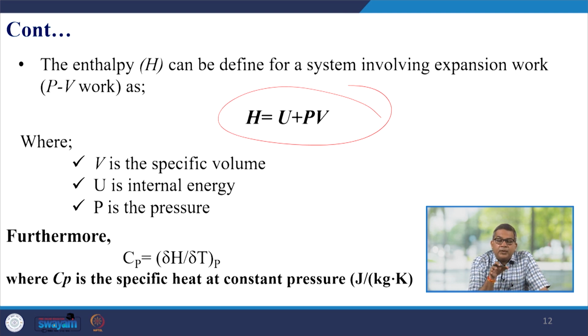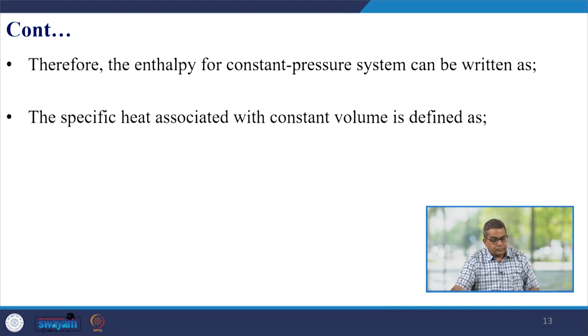Mathematically, the enthalpy can be represented as H is equal to U plus PV. This is the very generic equation. V is the specific volume, U is the internal energy and P is the pressure. Now, Cp, the specific heat at constant pressure, is again very useful, which has the unit of joule per kilogram Kelvin. Cp is equal to dH over dT at constant pressure. Therefore, the enthalpy for a constant pressure system can be represented as dH is equal to Cp dT.